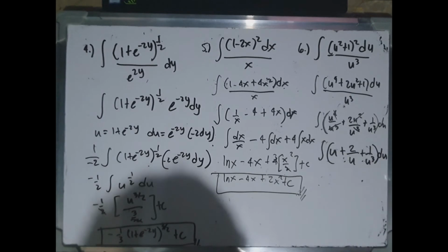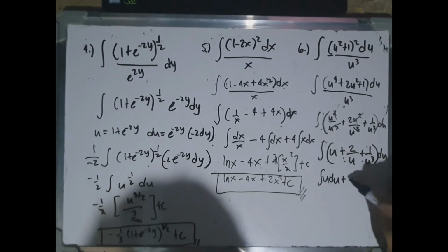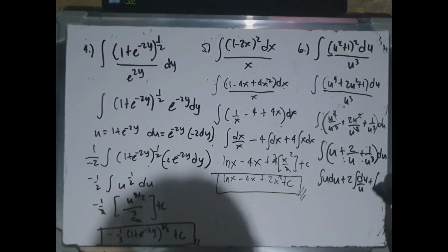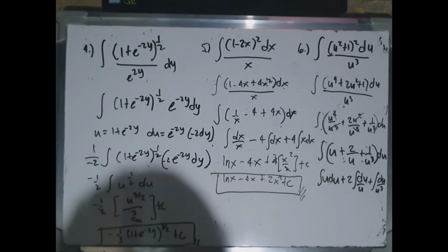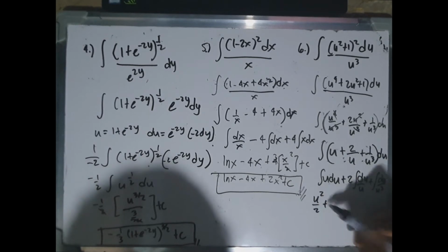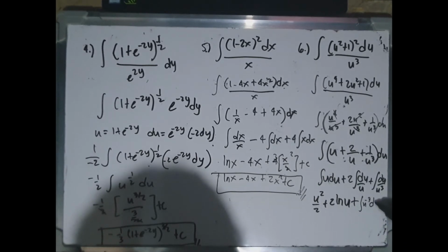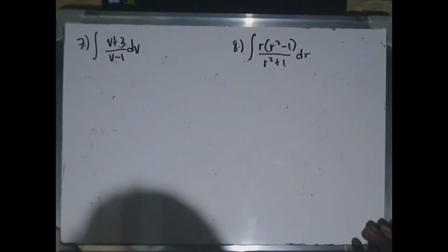Distributing the integral symbol and the du, integral of u du plus 2 integral of du over u plus integral of du over u cubed. Okay, so now we have u du as u squared over 2 plus 2 ln u plus, here we could rewrite this one as u negative 3 du. So now let's solve problem number 7.